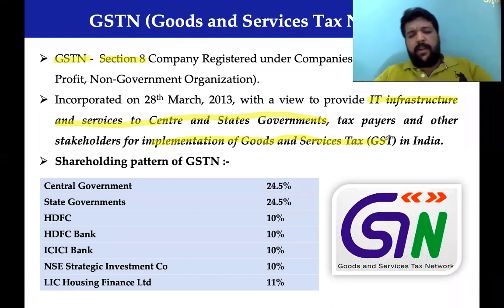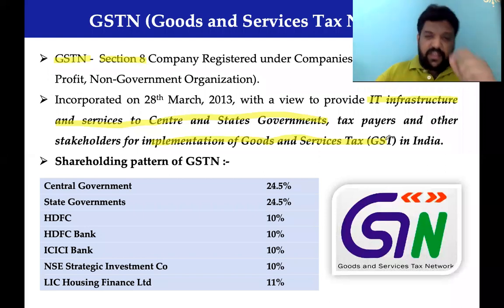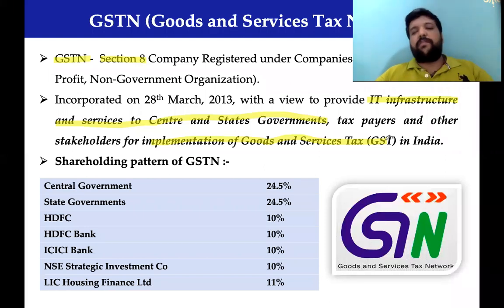Of course, it has a particular shareholding pattern where the central government holds 24.5%, state governments hold 24.5%, HDFC Bank holds 10%, HDFC institution holds 10%, ICICI Bank holds 10%, NSE Strategic Investments, your National Stock Exchange, holds another 10%, and LIC Housing Finance Limited holds 11%. That is how the 100% is held.